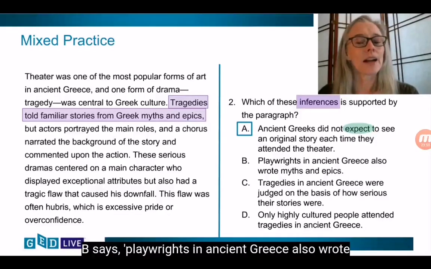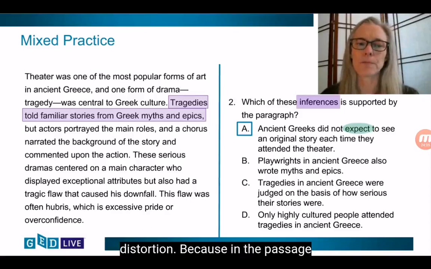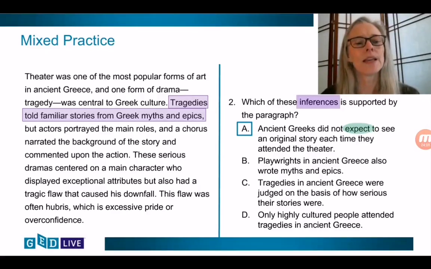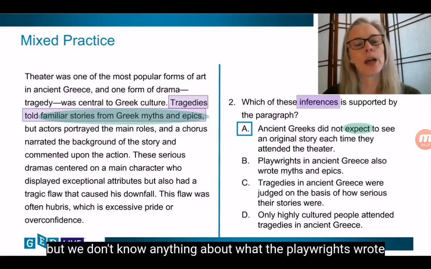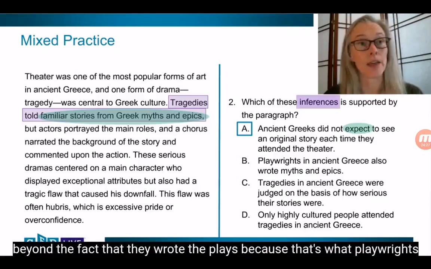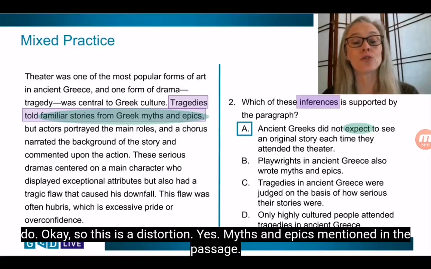B says playwrights in ancient Greece also wrote myths and epics. So again, this is a tricky distortion because in the passage, it actually says that the tragedies told familiar stories from myths and epics, but we don't know anything about what the playwrights wrote beyond the fact that they wrote the plays, because that's what playwrights do. Right? So this is a distortion.